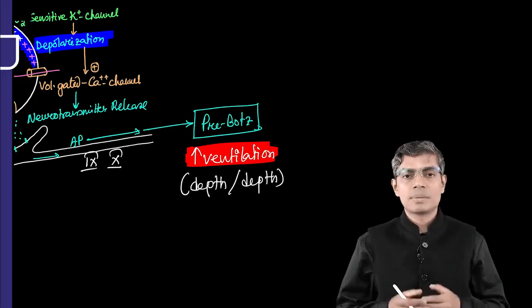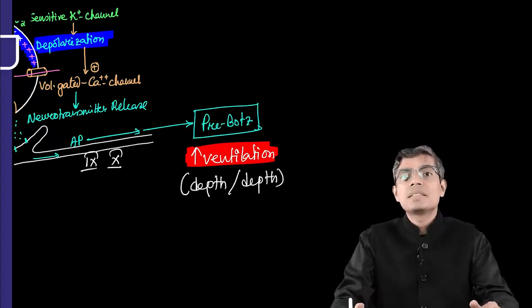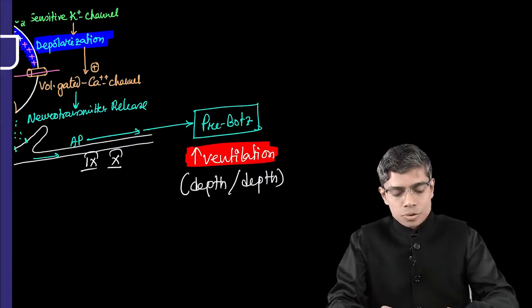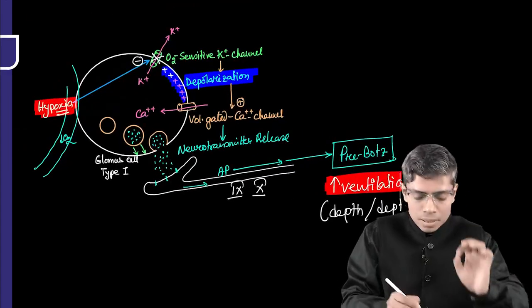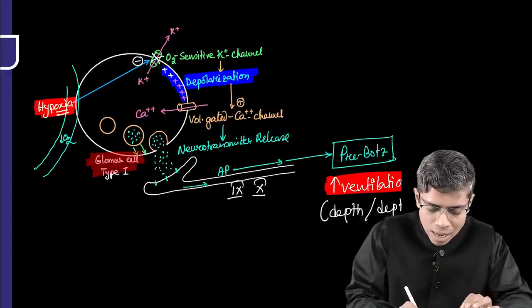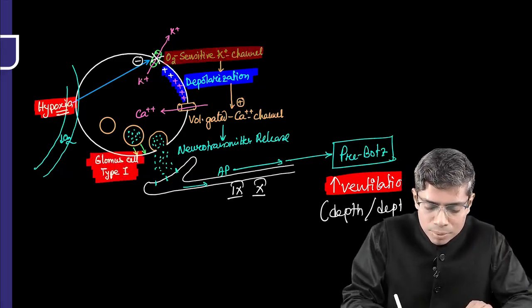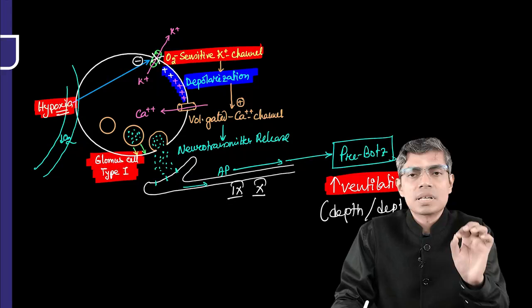So this is hyperventilation. Both my rate and depth are rising. Now you know the mechanism of how the hypoxia is stimulating your ventilation. The main cell which is detecting this hypoxia is the glomus cell type 1, and the glomus cell type 1 is activated by closing of one of the main channels, that is the oxygen sensitive potassium channel.